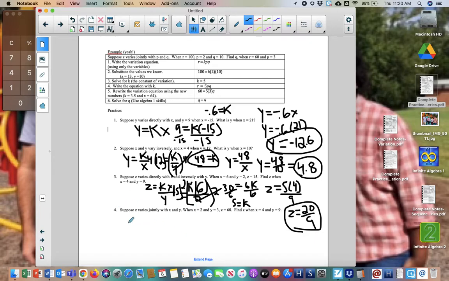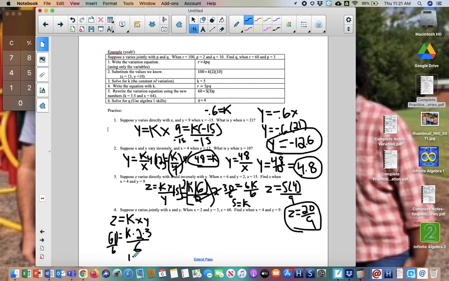All right, our last example for the notes. Suppose z varies, and again, anytime you see that, you're going to write that k value jointly with x and y. So that means we're going to multiply with both of them. It says when x is 2, okay, I'll put a 2 here. Y is 3, okay, I'll put a 3 here. And z is 60. So I'm going to put a 60 here. And now I need to solve for k. Well, 2 times 3 is 6, so then I'll just divide by 6 on both sides.